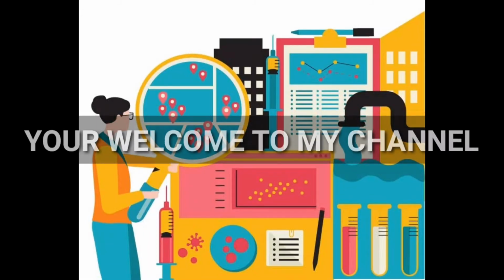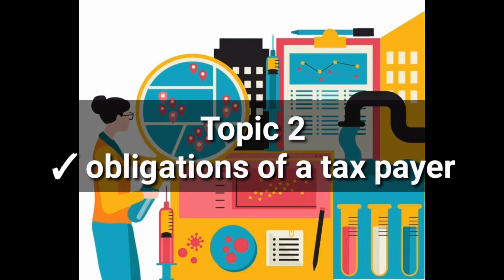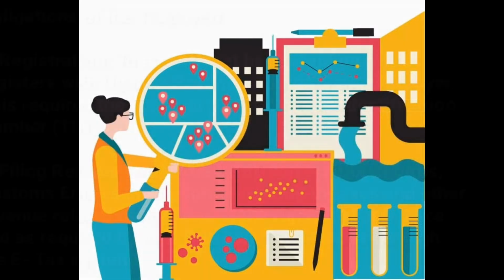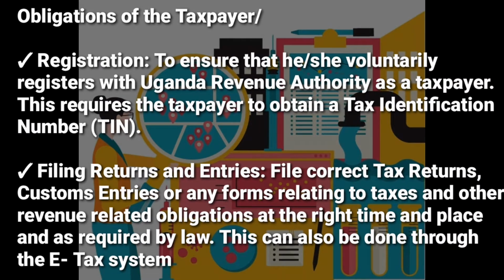In this video, we shall be concluding topic 2, Elements of Taxation. And we shall conclude it by looking at the obligations of a taxpayer. In our previous video, we looked at the rights of a taxpayer or the obligations of URA. So in this video, we are going to be looking at the obligations of a taxpayer, what a taxpayer is supposed to do. First is that a taxpayer is supposed to register him or herself.